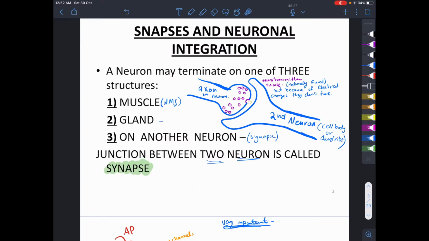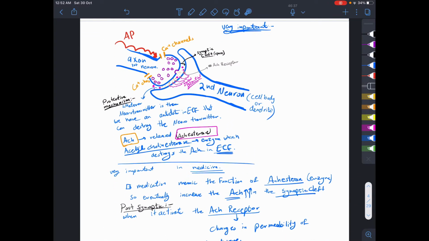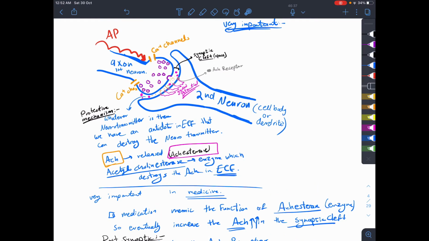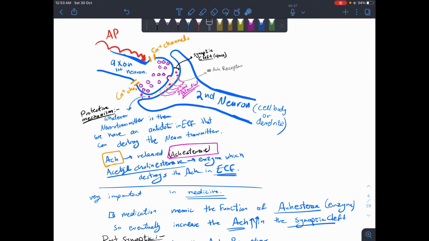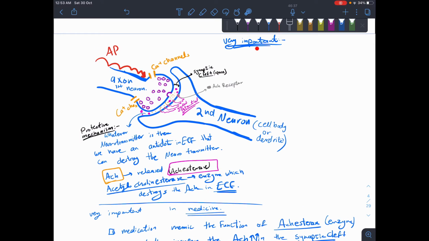Which one is the synapse? One neuron and another neuron. Right. Here we want to put the fundamental stuff and the basics of this lecture in this slide before we move on. So this is very important.